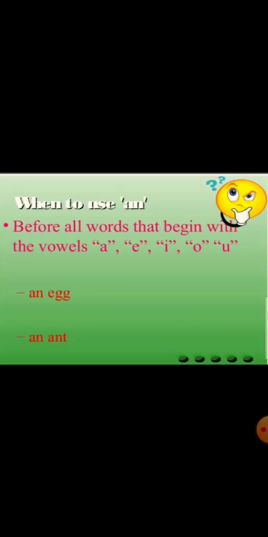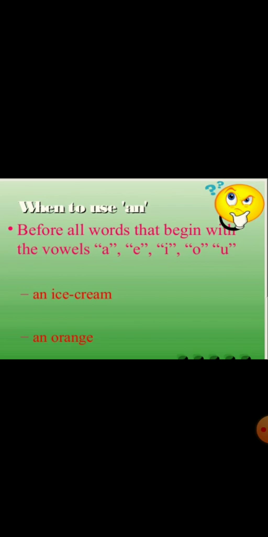When to use an? Before all words that begin with the vowels A, E, I, O, U. These 5 are called vowels, and when the word starts with them, then we use an before them. An egg, an ant. Here you can see egg. Egg starts with E and E is vowel. Ant starts with A and A is vowel.